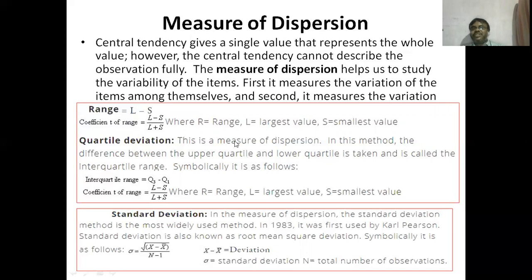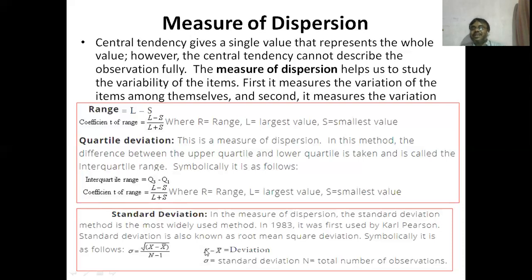The quartile deviation is a measure of dispersion. In this method, the difference between the upper quartile, that is Q3, minus the lower quartile, that is Q1, is called the interquartile range. Please remember that. The interquartile range is equal to Q3 minus Q1, where Q3 is the upper quartile and Q1 is the lower one. And the formula will be like this. Q3 minus Q1 is the interquartile range, and the coefficient can also be calculated in this manner.